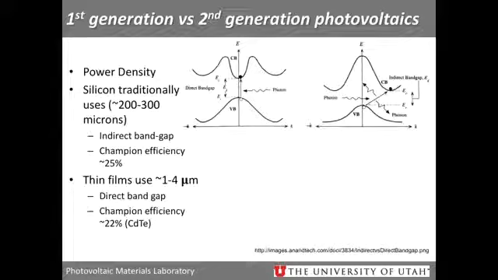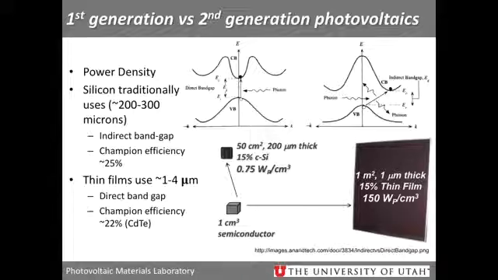Whereas if you look at thin film technologies, they have direct band gaps, so it's a very simple absorption process. They have orders of magnitude higher absorption coefficients, and so you can achieve comparable efficiencies with 100 to 200 times less material. You can think of it this way: a cubic centimeter of silicon would create about 50 square centimeters, and for a thin film, you get about a square meter.